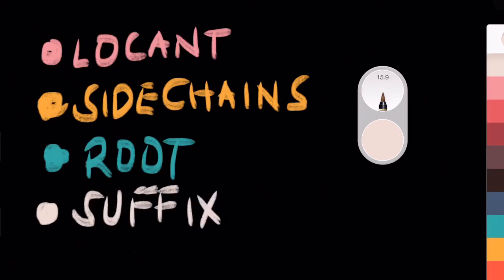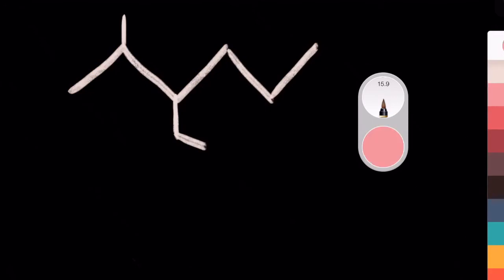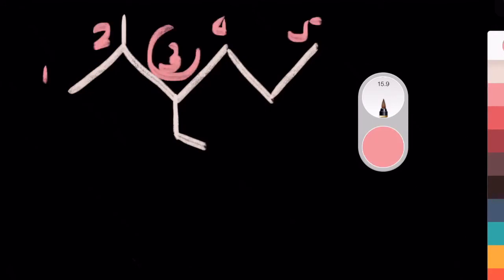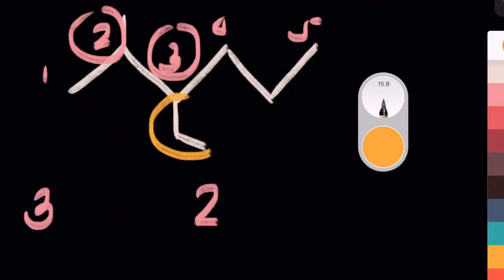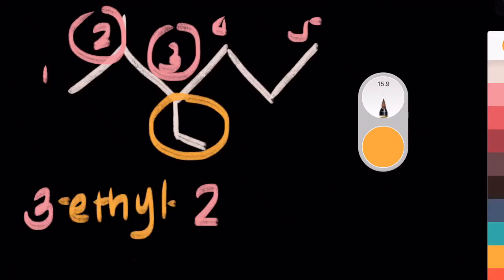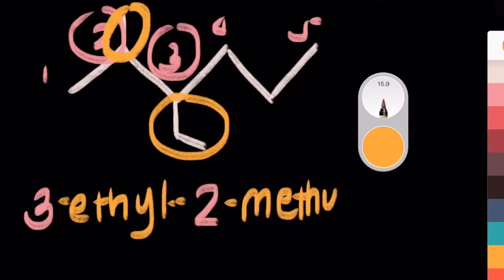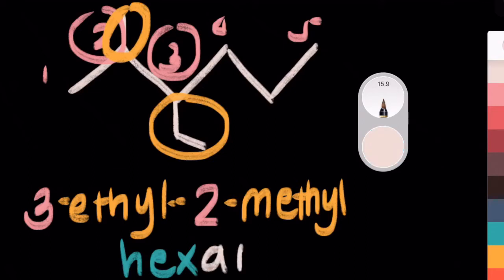To take this as an example, we're going to have this structure right here. So first, we're going to number them from 1 to 5, taking the locants number 3 and 2 where they are attached, taking the 3 which has ethyl, and on locant number 2 which has a methyl. We're going to take the mother chain, which is hexane, and of course the suffix ane because it is an alkane group.